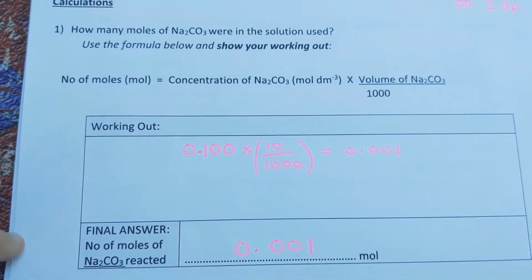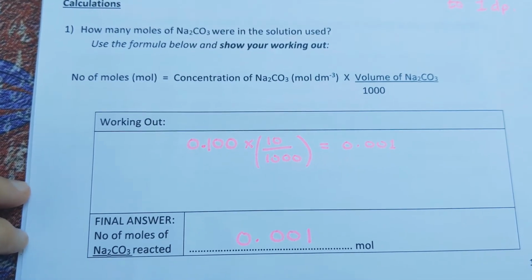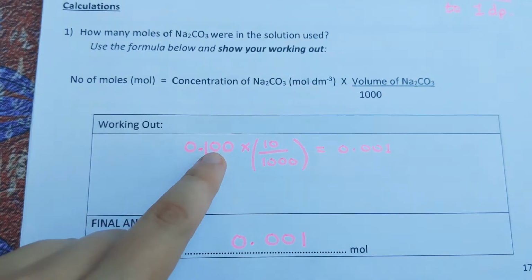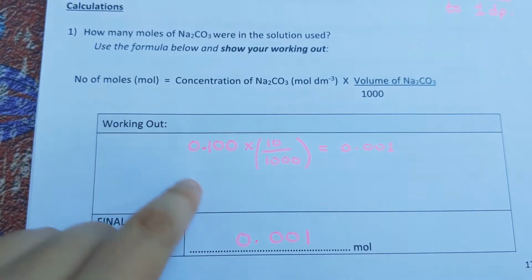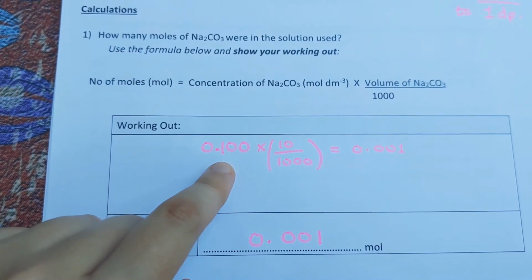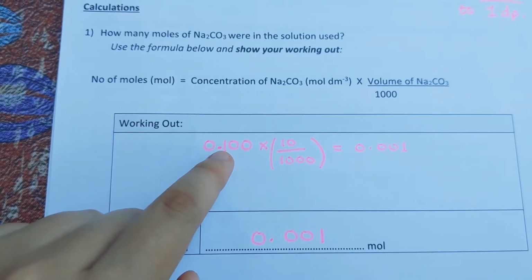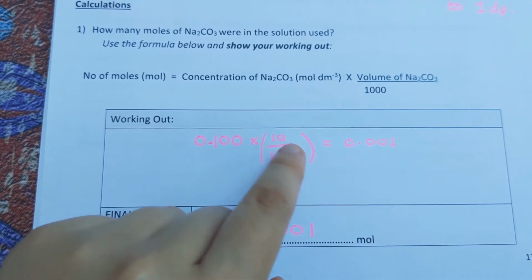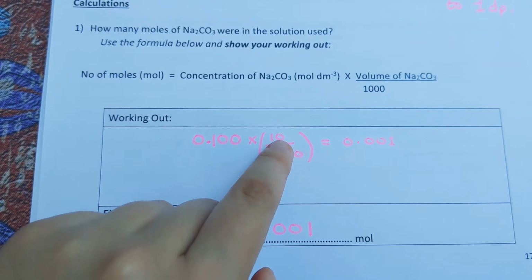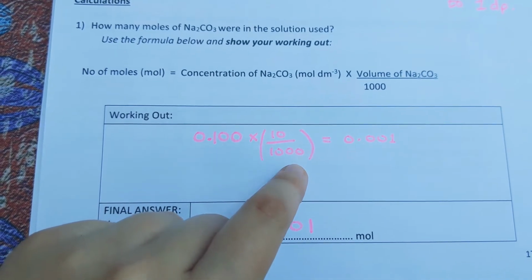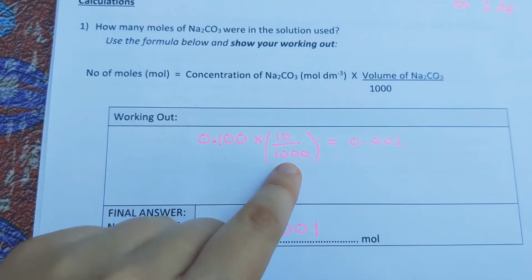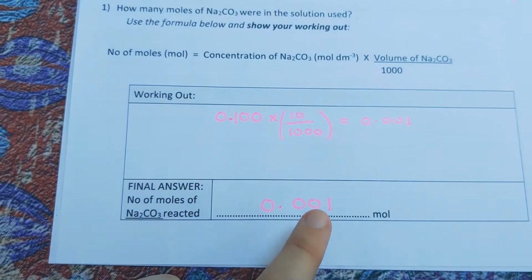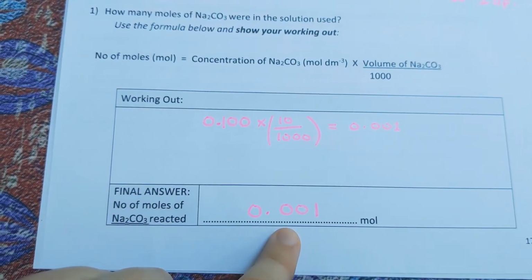Then we're asked to calculate the moles of sodium carbonate used, so we do concentration. We made our sodium carbonate standard solution to 0.1 molar times volume. So we use 10 centimeters cubed, and we need to divide that by 1,000 to convert into decimeters cubed to get our answer in moles.